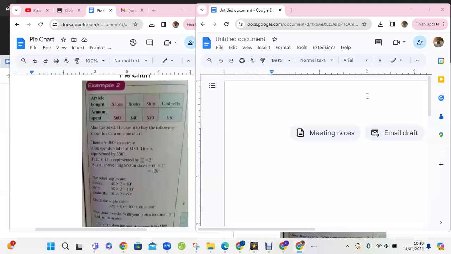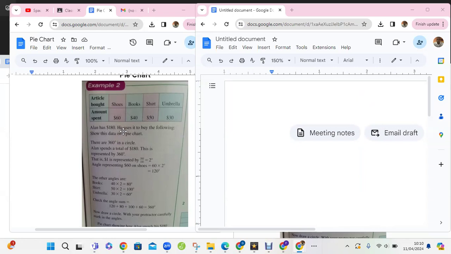Here we are going to discuss how to construct a pie chart. And here is the information. It's example number 2. The articles bought are shoes, books, shirt, and umbrella, and the amount spent is $60 for the shoes, $40 for the books, $50 for the shirt, and $30 for the umbrella.